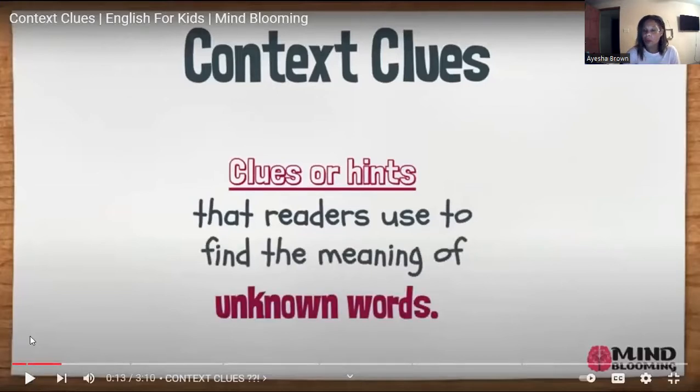All right, so I want you to write this definition, okay? Our topic today is context clues. And context clues are the clues or hints that readers use to find the meaning of unknown words. Okay, so this is all that you're going to be writing today as far as the definition. So put me on pause, write the definition, and then we're going to continue.